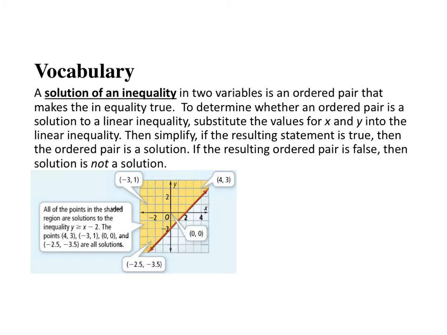I have written down what a solution of an inequality is, and here's an example. So a solution makes the inequality true. An ordered pair that makes it false is not a solution. So pause if you need to and write this information down.